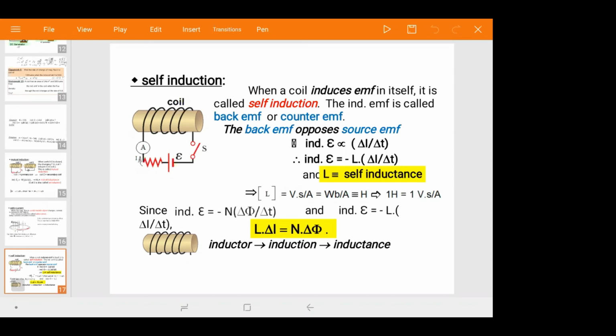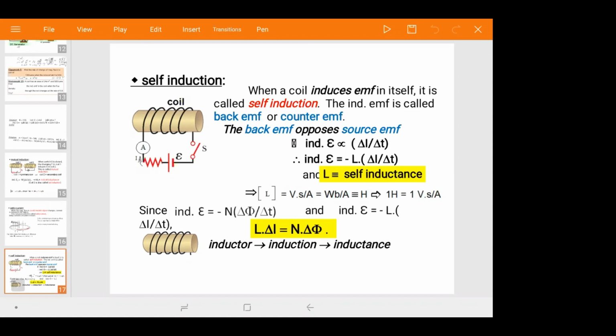What voltage? It already has a battery here. The induced voltage is a voltage which opposes the battery. And so when a coil induces voltage or current in itself, the process is called self-induction. As you can see at the bottom, there are 3 words written there: inductor, induction, inductance.